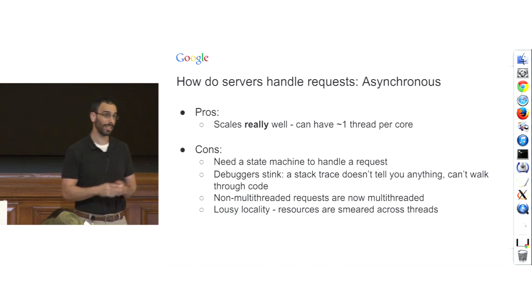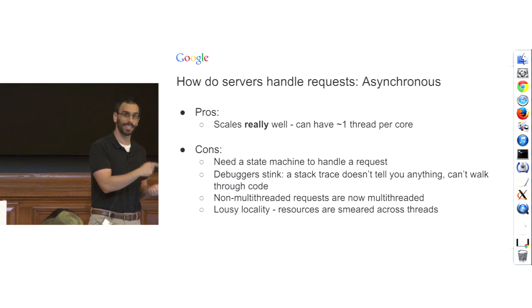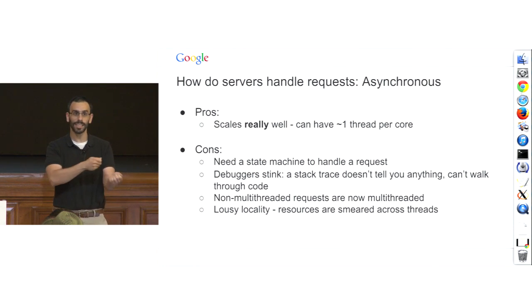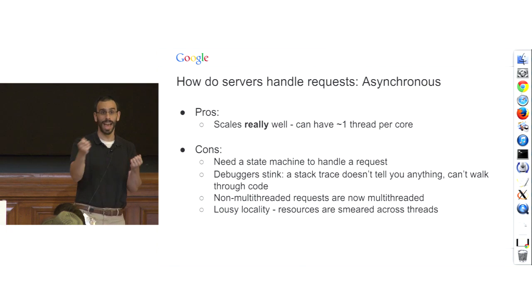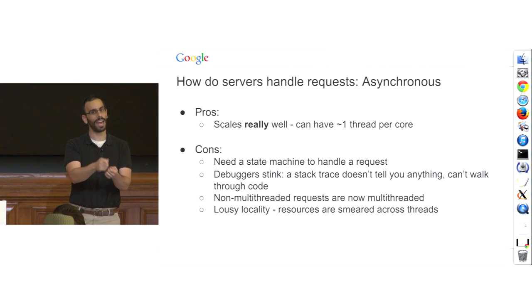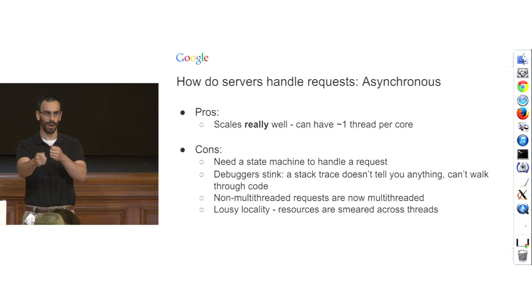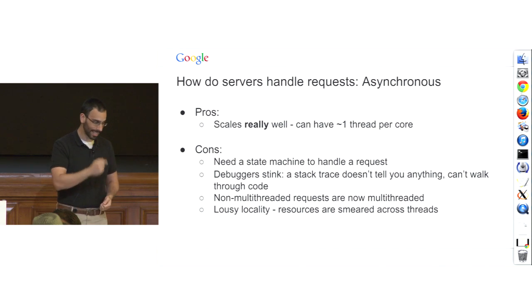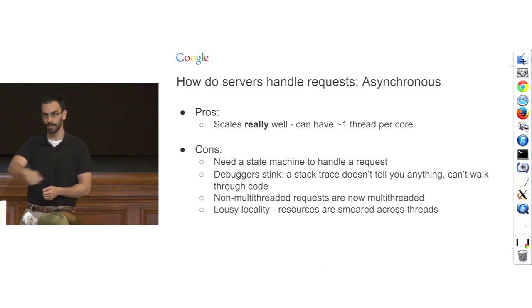Non-multi-threaded requests are now multi-threaded. Previous code was straight line. This code is now, all that stuff could be executing in multiple threads. So if you have data that pertains to one request, you now have to do all of the multi-threaded logic. And it's lousy locality because resources are now smeared across threads.